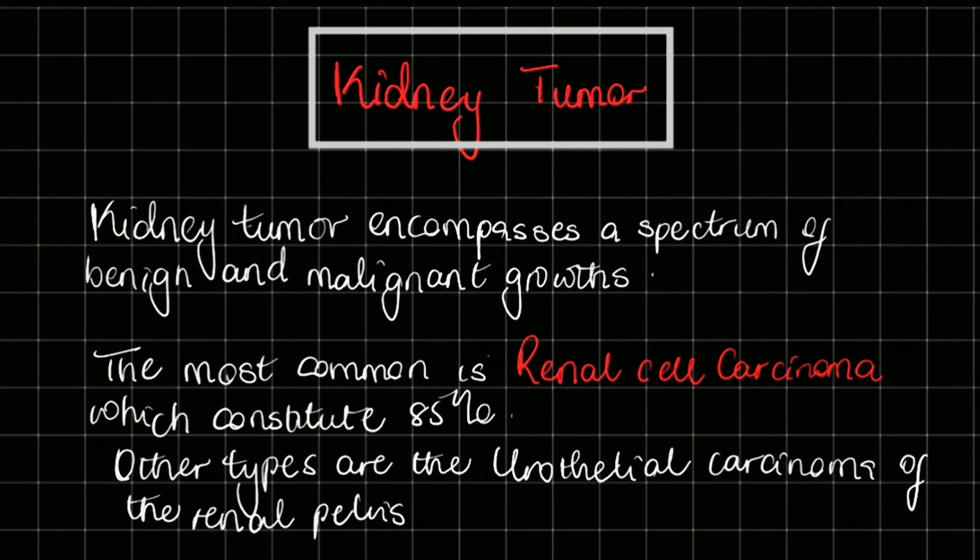Kidney tumors span a range of benign and malignant growth. The most clinically significant is renal cell carcinoma, or RCC. It accounts for about 85% of all renal cell cancers. Other less common types include urothelial carcinoma of the renal pelvis, and we also have angiomyolipoma. So basically, those are the most common ones. Now, it's important for us to remember that early detection plays a crucial role in improving outcomes.